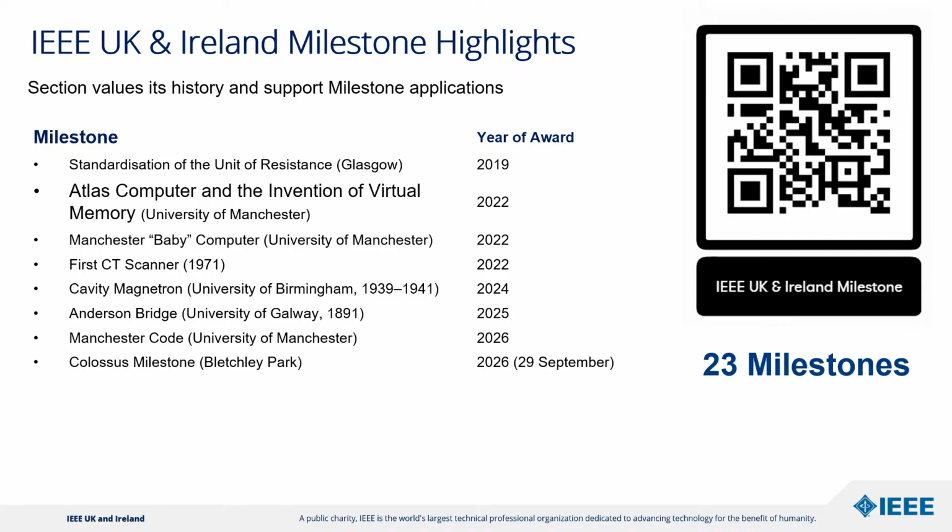So I would like to congratulate you again, and you can see University of Manchester in this slide three times. So we are very proud that the team here are working so hard, and I would like to congratulate Jim for the hard work he's doing. From the time this program was initiated, UK and Ireland achieved 23 milestones, including the one which is going to happen on the 29th of September at Bletchley Park, the Colossus milestone.